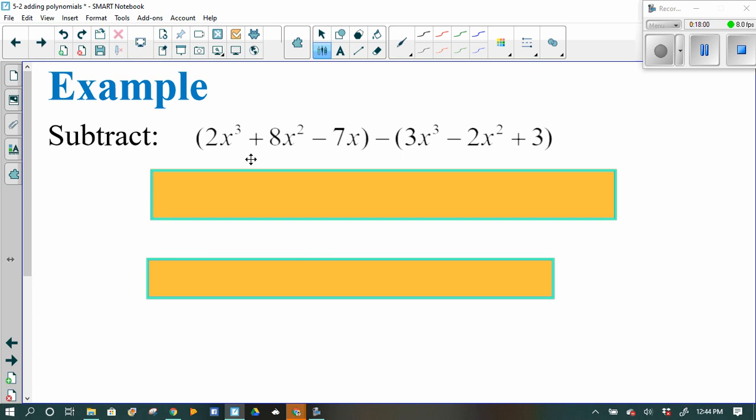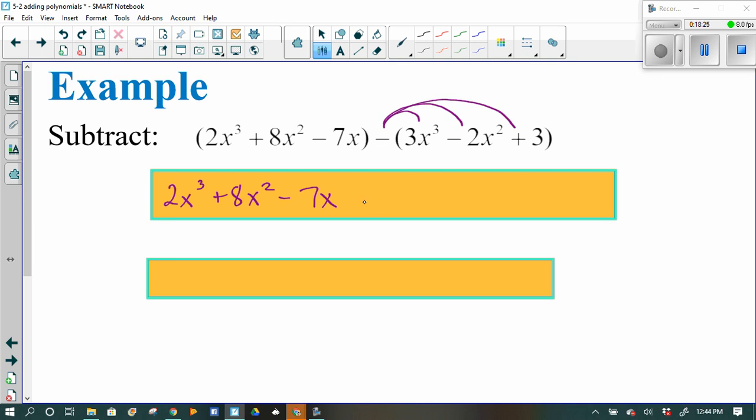All right, here we go again. So we have 2x cubed plus 8x squared minus 7x minus 3x cubed minus 2x squared plus 3. So we're going to distribute that negative sign to all three pieces. So the first set of parentheses, we just get to drop them because there's nothing in front of them.